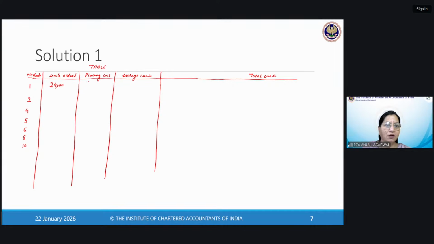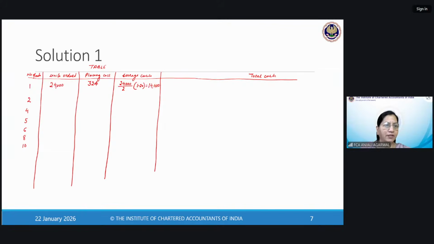And what's the placing cost? Placing cost would be one time only, so 324. But what would be the storage cost? When I am ordering 24,000 units, on an average, I am holding 12,000 units and it is costing me 1.20 per unit. So 12,000 into 1.2 is 14,400.